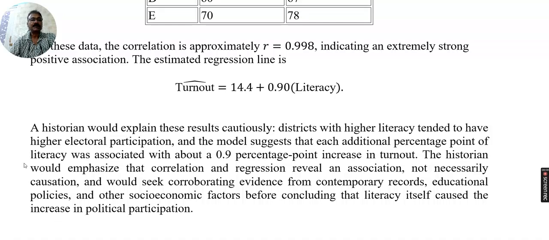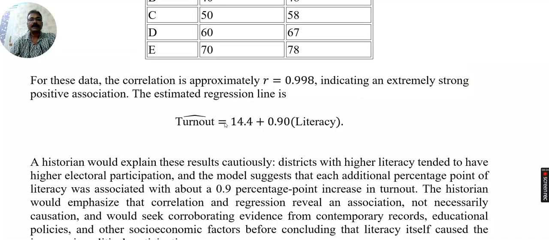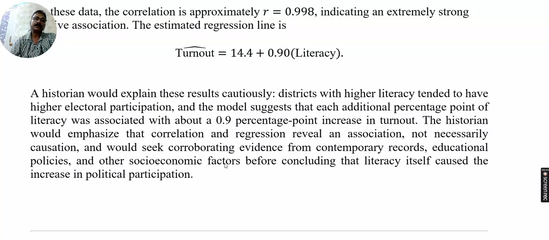Not necessarily causation. Would seek corroborating evidence from contemporary records, educational policies, and other socio-economic factors before concluding that literacy itself caused the increase in political participation. So regression is predicting the dependent variable with respect to the independent variable, with the increase of 1 unit of the independent variable. Whether there exists any relationship between the dependent and independent variable is given by the correlation, which is the degree of linear association, and regression is the change of the dependent variable with the increase of the independent variable. So these are the basics of correlation and regression.